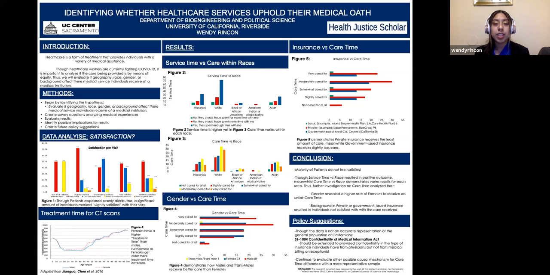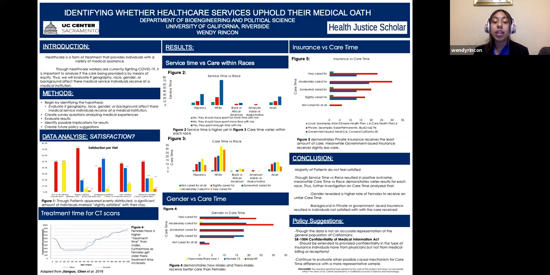And by service time, I wanted to analyze how much time the physician spent with them. Compared to the care time, I wanted to analyze how much of that time the patient felt that the physician was caring for them. And that's when my results differed. There was a variety in the responses from individuals. So in order to analyze that, I decided to look even deeper into the gender versus the care time.